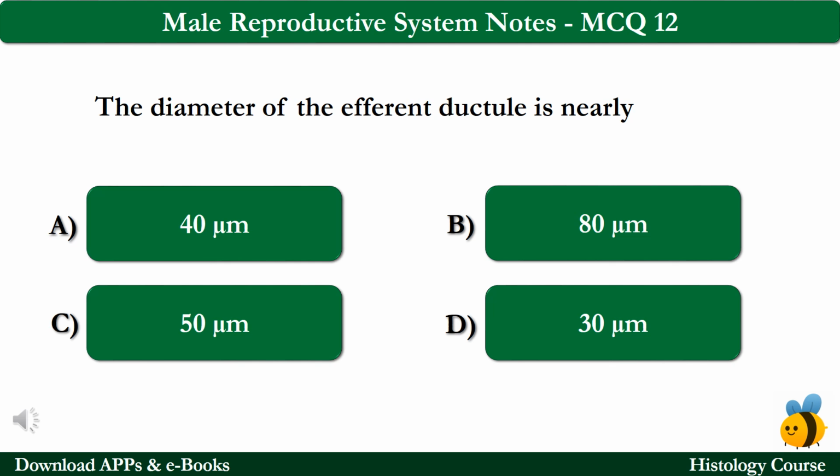MCQ number 12. The diameter of the efferent ductule is nearly option A 40 micrometer, option B 80 micrometer, option C 50 micrometer, and option D 30 micrometer. The correct answer is option C, which is 50 micrometer.